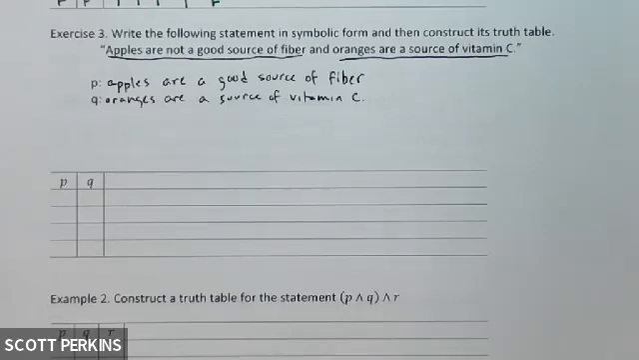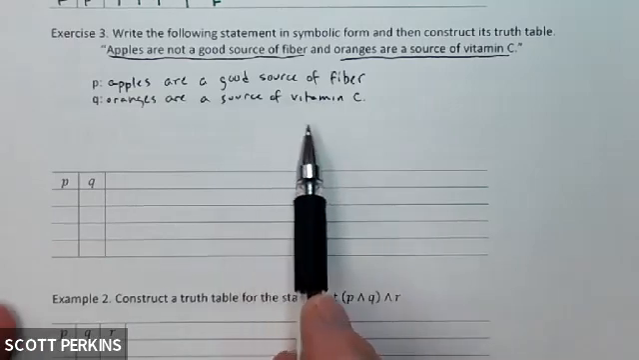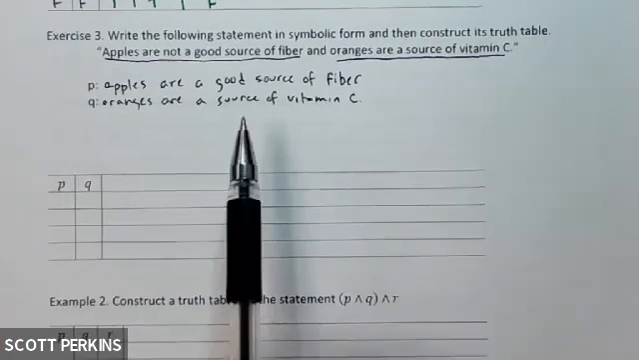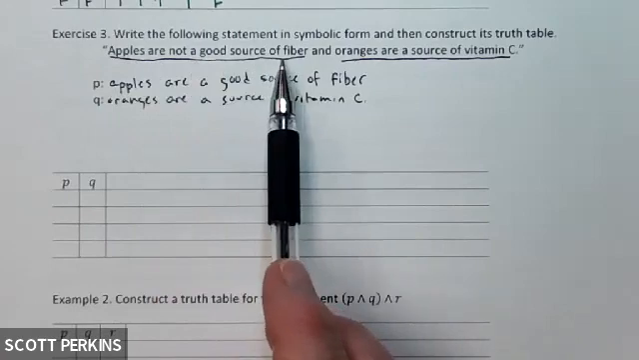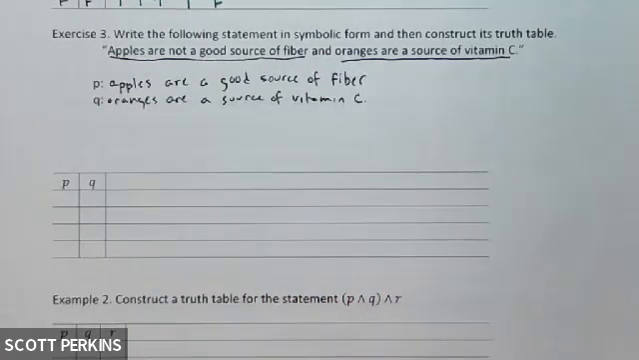Okay, so don't worry. The next thing that we're going to do, again, this is what we did in class last time. So we're linking it with our new information. Right here in this area somewhere, I want you to write apples are not a good source of fiber and oranges are a source of vitamin C symbolically.